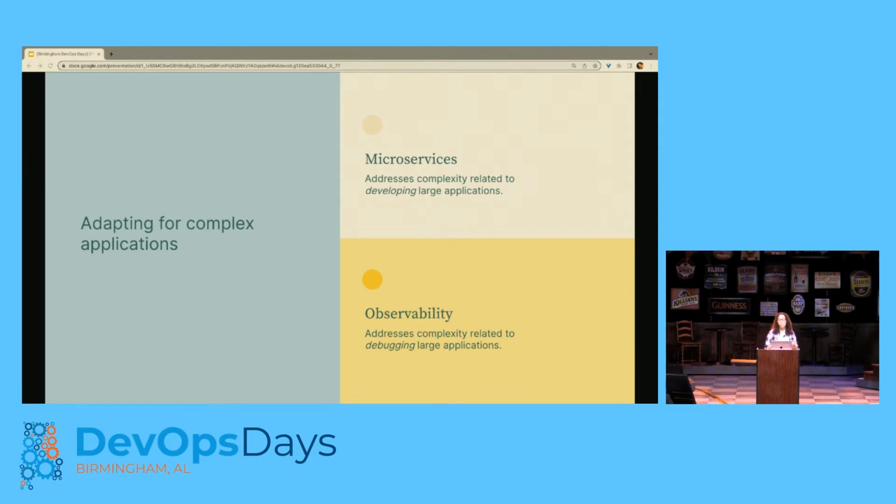And so if microservices are a solution to reducing development complexity for large applications, true observability is a solution to reducing the complexity of debugging these same large applications. So microservices and observability, right, they're both great solutions for navigating complexity. But there are some new organizational challenges that pose a risk to organizations that rush into implementing these.